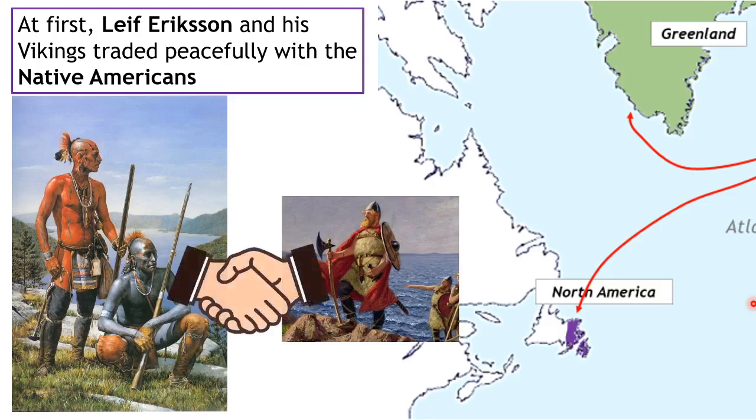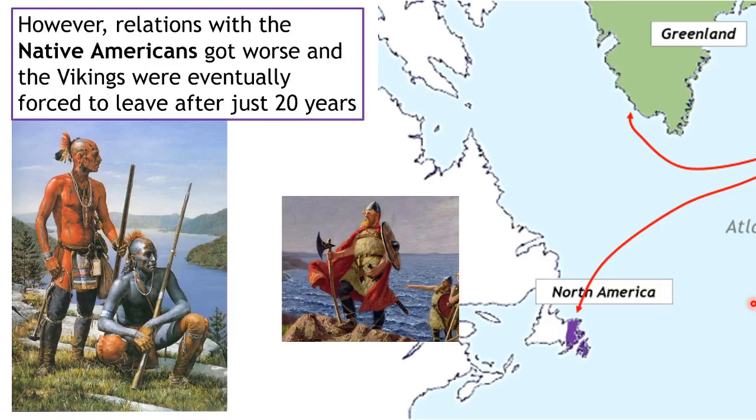At first, Leif Erikson and the Native Americans got on pretty well. They traded peacefully with each other. We don't know this for sure, but we imagine that the Native Americans probably had things that Leif Erikson, who'd been on a boat for weeks and weeks on end, needed. And he probably had things, polar bear furs, walrus ivory, for example, that maybe the Native Americans wanted. And so they were able to trade quite peacefully.